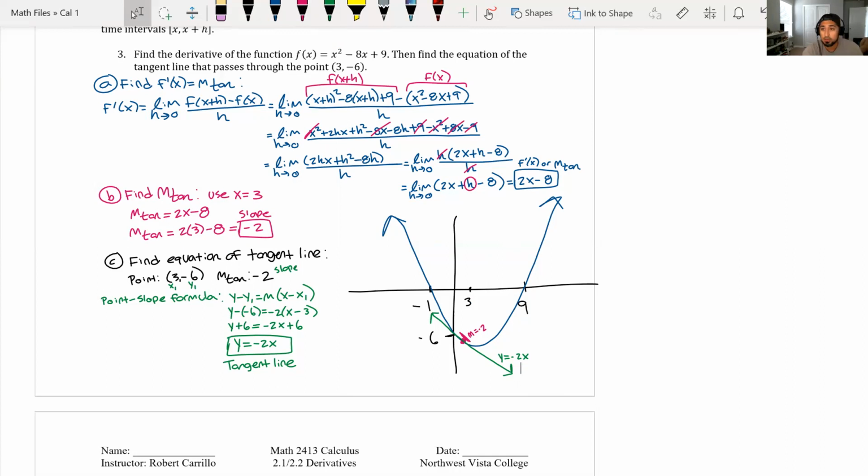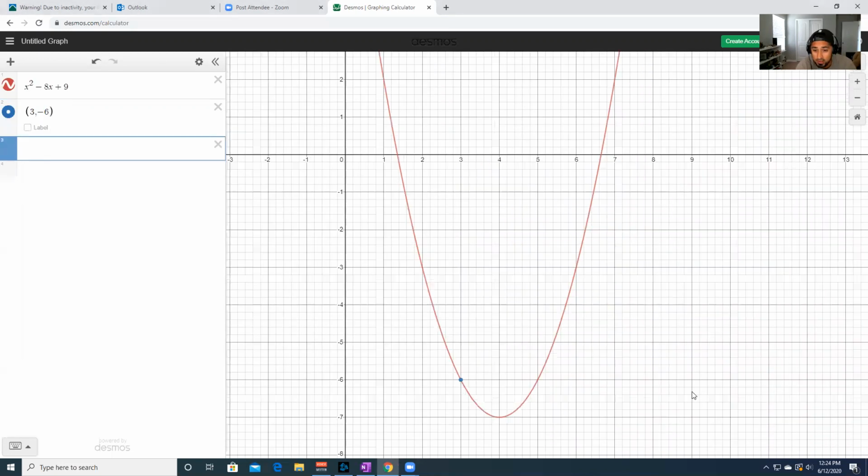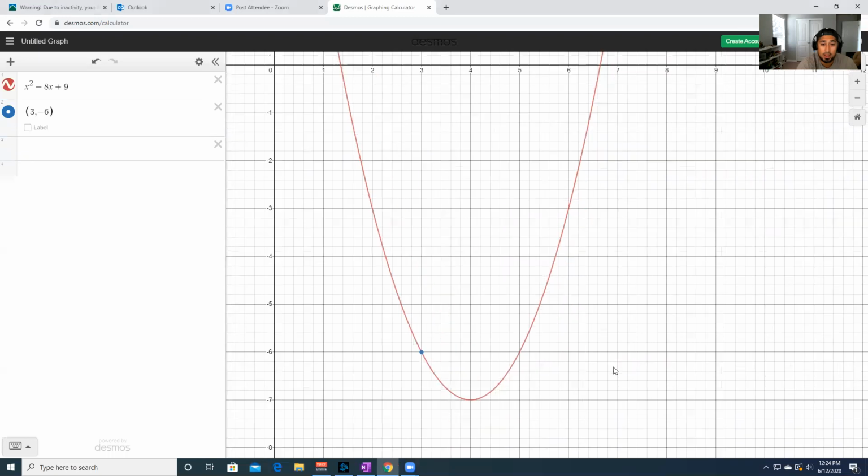Okay, so let me show this screen. Let's go back to Zoom. I'm going to say stop share on here. Let's go to Desmos. Here we go. Okay, so you guys should be seeing this now. This is the graph of x squared minus 8x plus 9. I'm going to plot the point 3, negative 6, which you see it just created down there. And what we did was find the slope at this exact point.